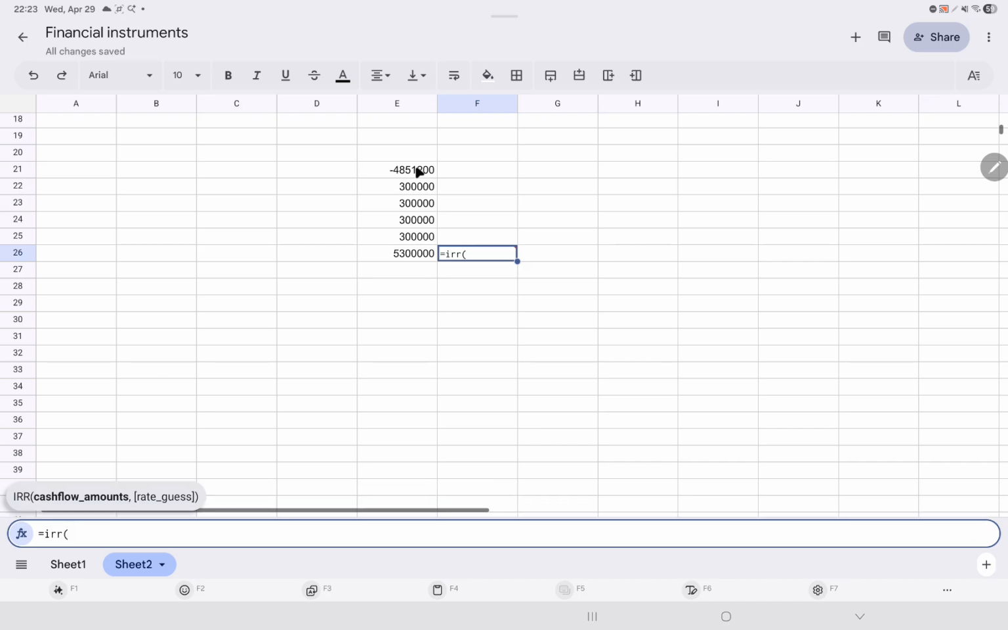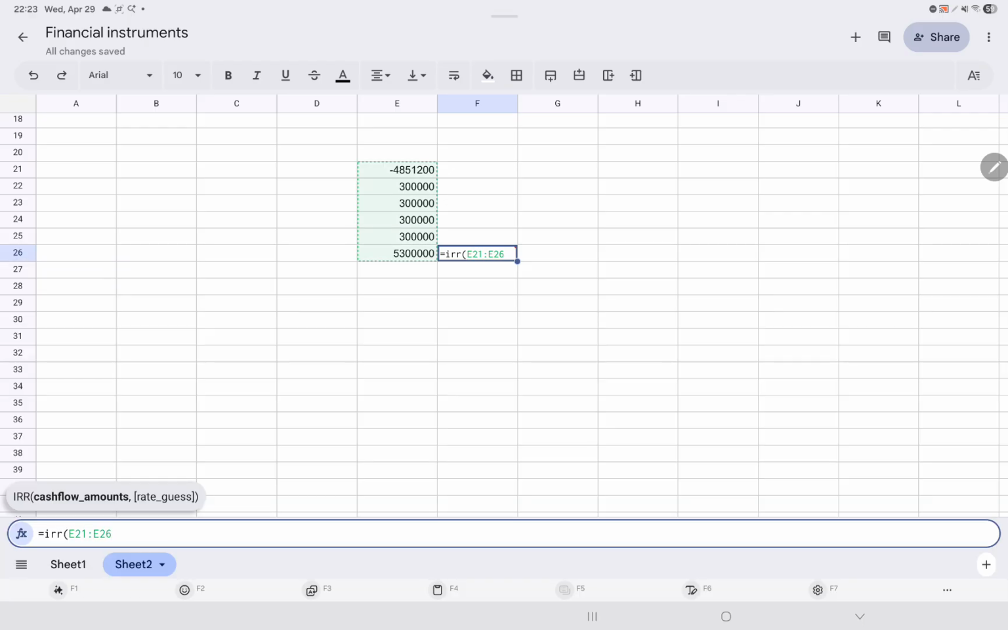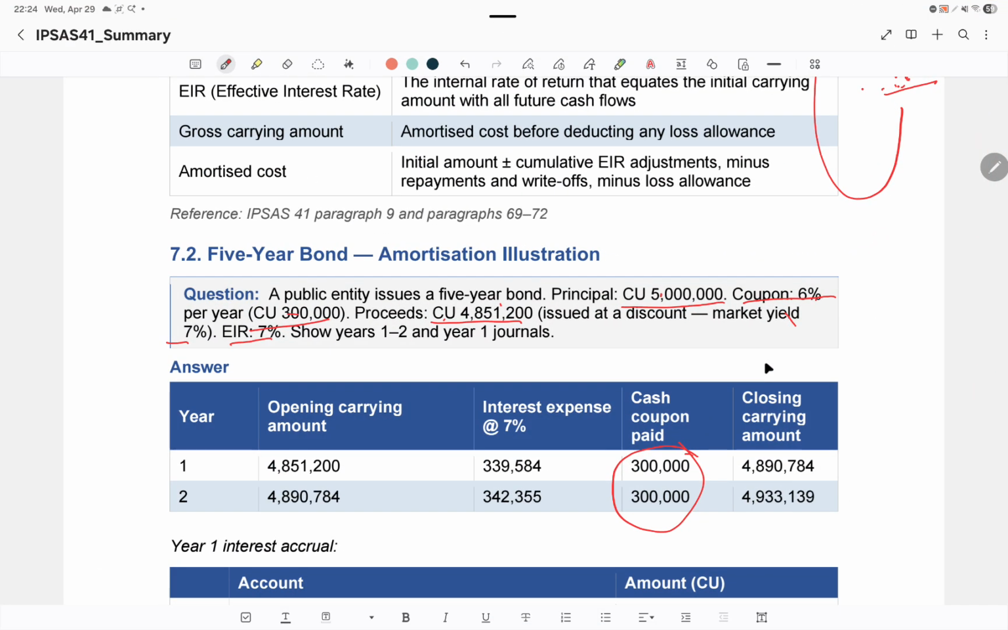I pick it here, then delete this, close the bracket. So you can see that 7%, that is the magical 7%. If you look at that one, it is 7%. And by the way, this is the 7%. So if in a situation you don't have this IRR and you know the cash flows, you just calculate backward and get it.